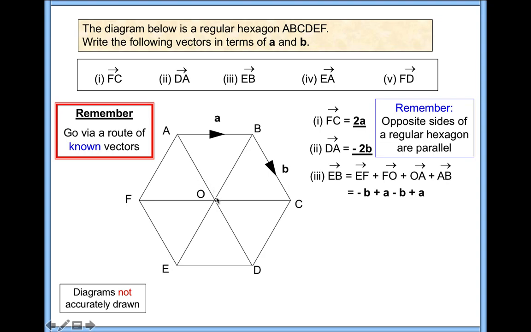OA is negative B, because the side BC and the diagonal AD are parallel. So if this is B, then AO is B and OD is also B. That is why vector DA is negative 2B. So OA is negative B because vector BC is in the opposite direction to vector OA. So it is negative B. Plus vector AB, which is positive A.